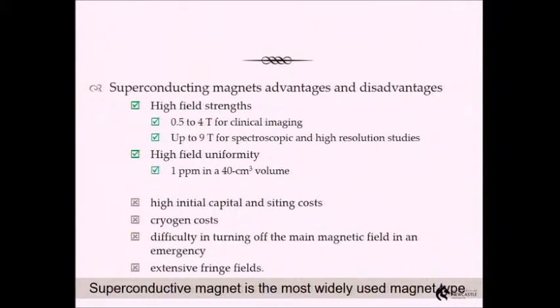Now we do it every 5 to 6 years. So the cost of helium has come down tremendously. There is a worldwide shortage of helium. It's a gas, but unbelievably it's actually mined. I haven't yet figured that one out. It can be difficult to turn it off in an emergency. You really need to quench it. And it has extensive fringe fields. The important point is they're by far and away the most widely used magnet types within Australia.